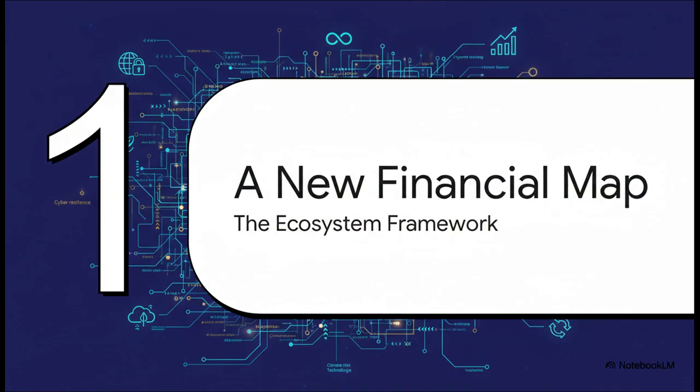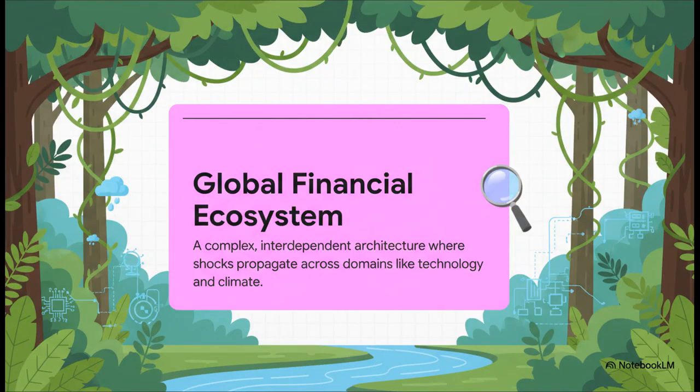Okay, so let's dive right into the map itself. This is a really powerful new way to see the architecture of global finance, not as a bunch of separate topics, but as one living, breathing system. The whole idea here is to stop seeing finance in these neat little silos. Instead, we're looking at it as a global financial ecosystem. Think of it like a rainforest. Everything is connected. A change in one tiny part of the system, whether that's a new technology or a climate event, sends ripples through the entire thing.